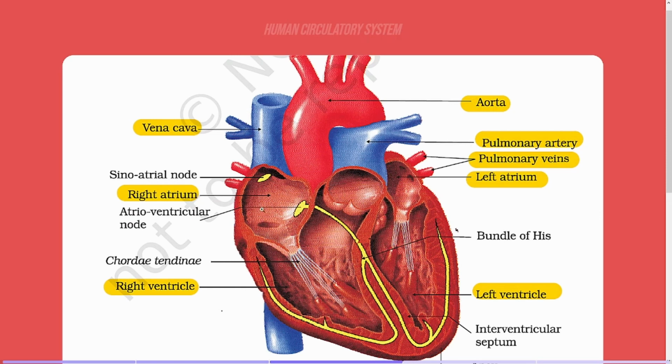So for example, the valve between the right atrium and right ventricle is the tricuspid valve, and the valve between the left ventricle and left atrium is the bicuspid valve. And then there are semilunar valves which are present between the right ventricle and pulmonary artery, and semilunar valves which are present between the left ventricle and aorta. After that, you have to remember that chordae tendineae are the fibers that hold the tricuspid and bicuspid valve.